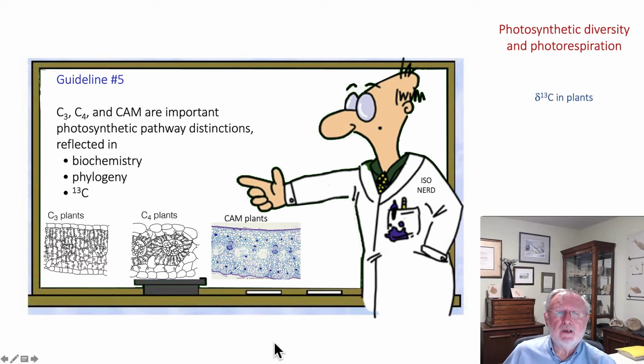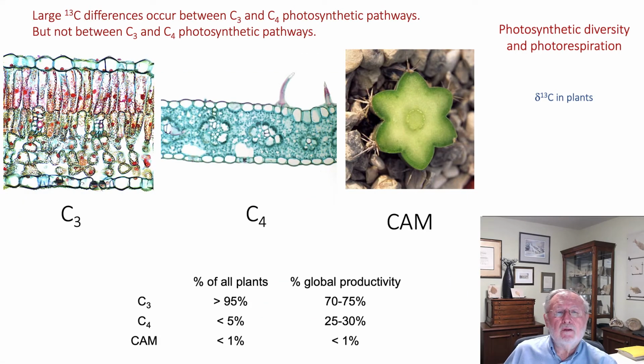Here you see in simple diagrammatic fashion what we expect to see for the anatomy of a C3 plant, of a C4 plant with its Krantz anatomy in the center, and in CAM plants. Now there are large differences in 13C between C3 and C4 pathways, and we find that C4 plants and CAM plants tend to have about the same value.